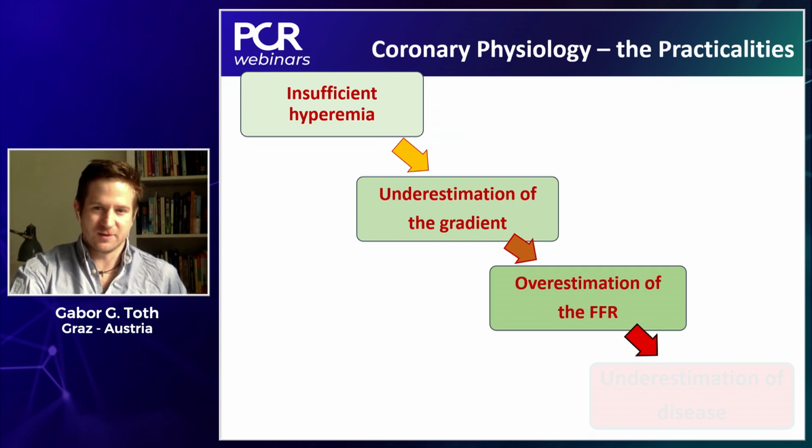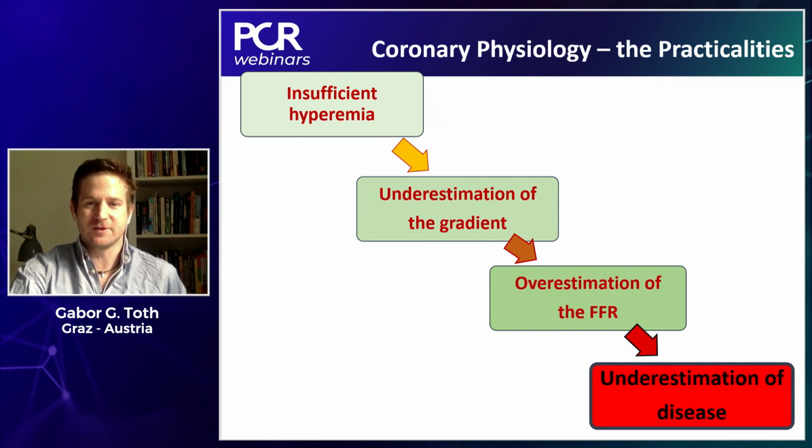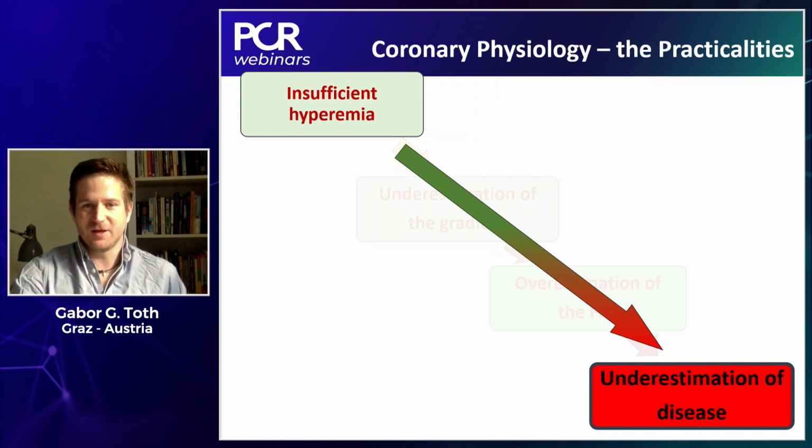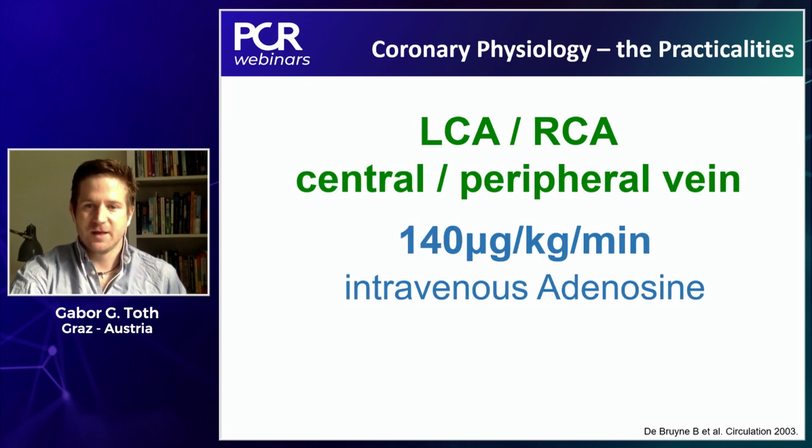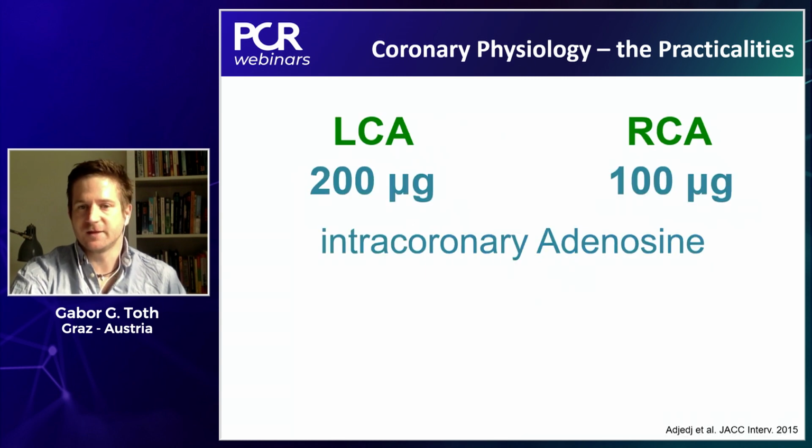And if we overestimate the value of FFR, then we underestimate the disease. It might sound a bit complicated, but the principle is if the hyperemia is insufficient, then we underestimate the severity of the disease. How do we induce hyperemia? With nitrate, 200 micrograms intracoronary nitrate, and either intravenous adenosine with 140 mics per kilogram per minute, or with intracoronary adenosine, where we use 200 mics in the left and around 100 micrograms in the right coronary arteries.